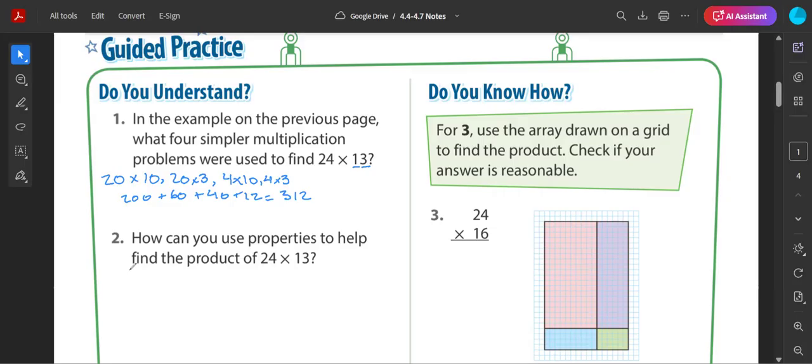So it says, how can you use properties to help you find the products? I can break apart and add the partial sums. And then we can go ahead and show how we did that. Here, we did 20 times 10, 20 times 3, and so on.